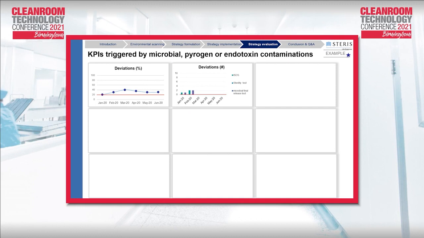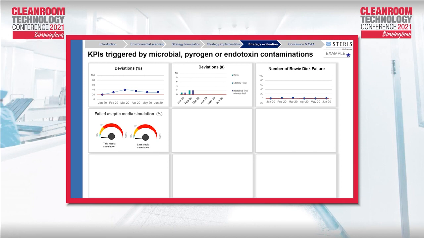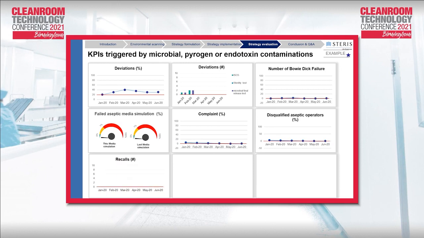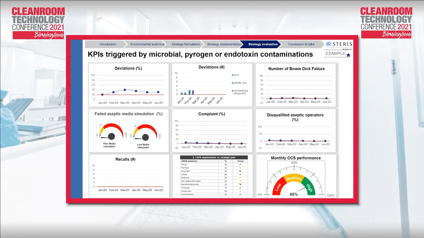Then the number of ISO 5 or sterility tests that are non-conform to specification. Then, based on the example of the sterilization, the number of biological indicator failures. And then we could look at the failures in aseptic simulations, complaints received from the market due to microbial or endotoxin contamination, disqualification of aseptic operators, number of recalls. Look also at the percentage of the CAPA implemented versus the strategic plan. That means versus the actions that we have listed to be implemented by priority, to be able to assess what is my monthly CCS performance, for example.